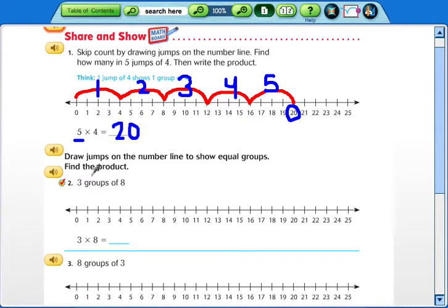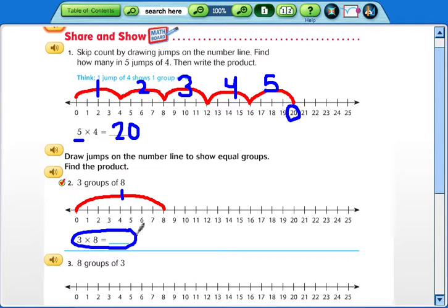Okay? I want you to look down here. It wants me to solve 3 groups of 8 or 3 times 8. Here it is. 3 times 8. So the 3 tells me I'm only making 3 jumps. Okay, only 3 jumps. Up here I had 5. I'm only making 3. And there has to be 8 in each jump. So, let's go ahead and get started. How do I put 8 in my first jump? Well, that's easy. I go from 0 to 8. Okay, that's jump number 1.